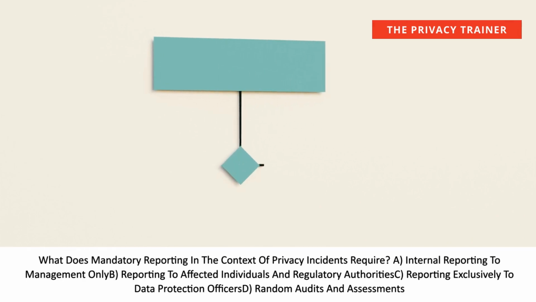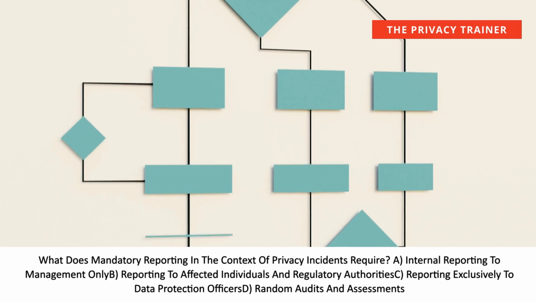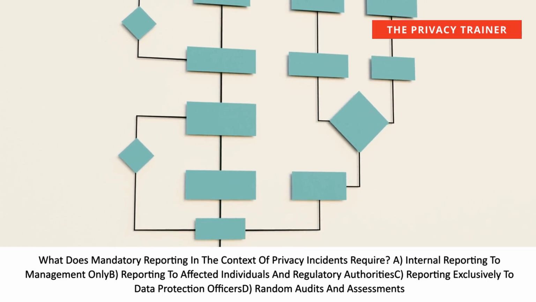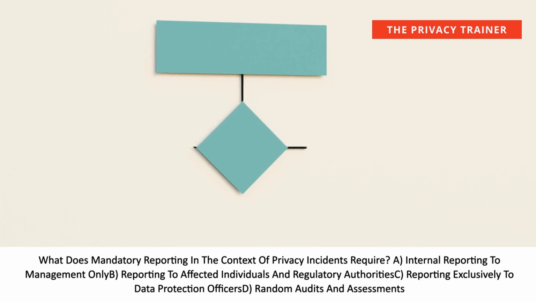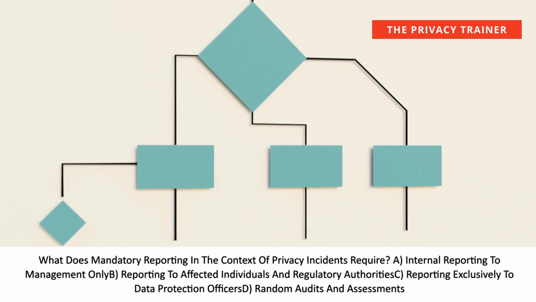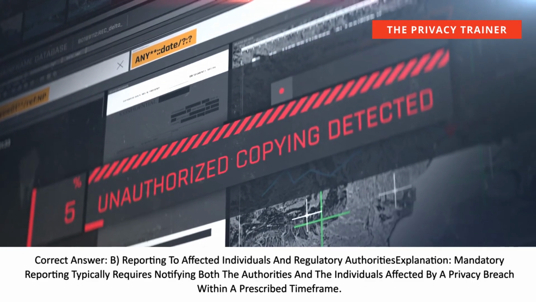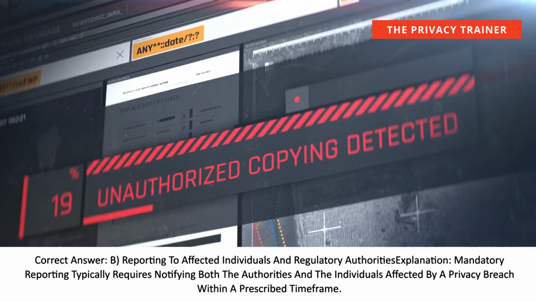What does mandatory reporting in the context of privacy incidents require? A. Internal reporting to management, only. B. Reporting to affected individuals and regulatory authorities. C. Reporting exclusively to data protection officers. D. Random audits and assessments. Correct answer, B. Reporting to affected individuals and regulatory authorities.